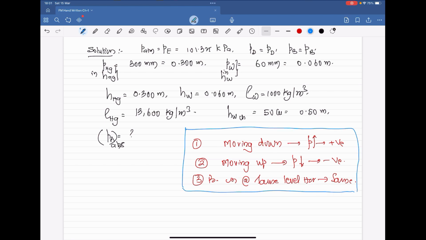The problem may not be this big and complicated, it will be given in the SSC exam, but it can be given in the UPSC exam. However, the basic concept that should be understood is that when you are moving down, the pressure calculations will be positive. When we are moving up, the pressure calculations will be negative. When we are not moving anywhere, at the same horizontal level, the pressure is the same at all points. What is the reason behind it?